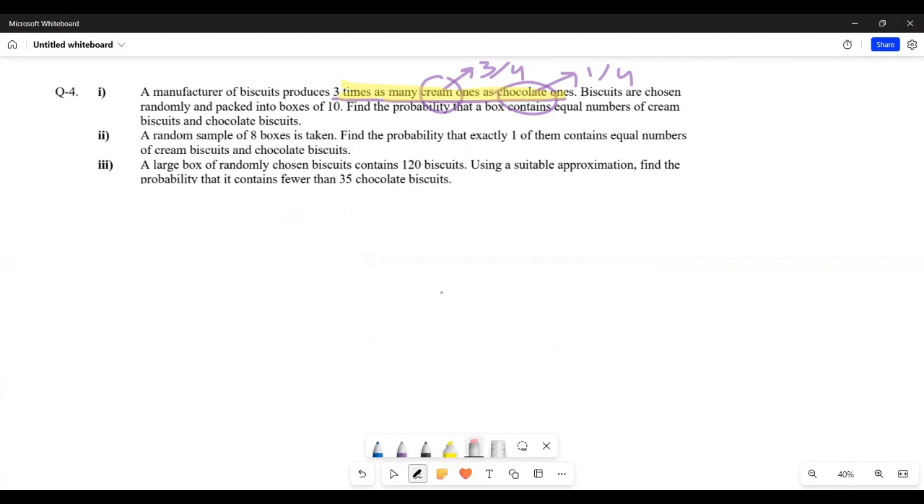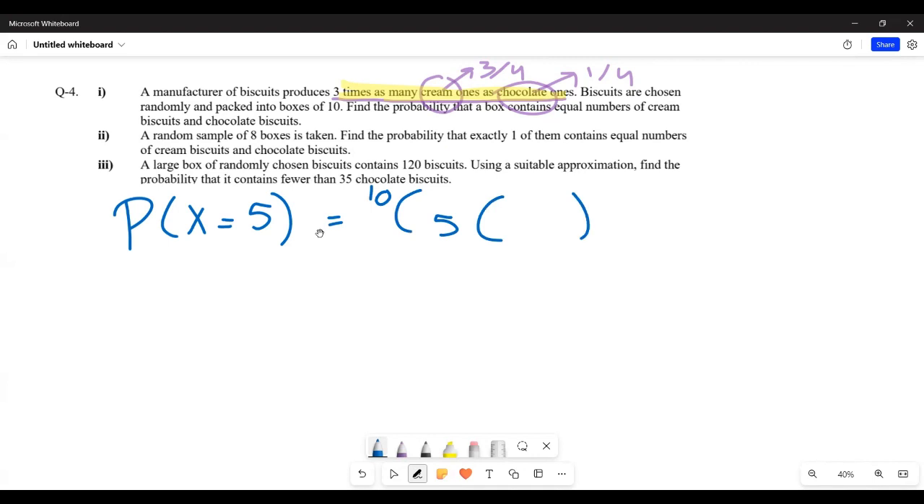Biscuits are chosen at random and packed into boxes of 10. Find the probability that a box contains equal number of cream biscuit and chocolate biscuit. So we're going to say probability X equals 5. That means 5 cream biscuit and 5 chocolate biscuits out of 10. So this should be 10C5.